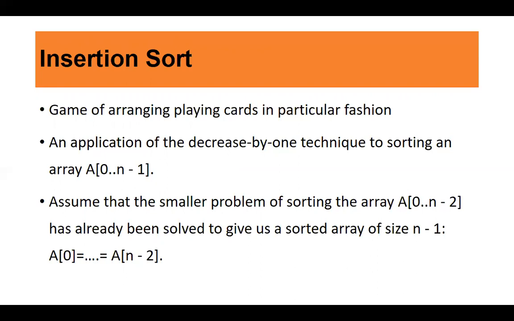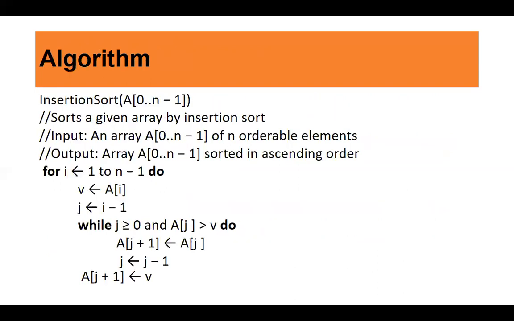So as I said, in case of decrease and conquer, your problem size is always divided into a solved portion and an unsolved portion. So in each iteration, the unsolved portion will decrease by 1, right? So let us look at an example so the concept will be more clear.